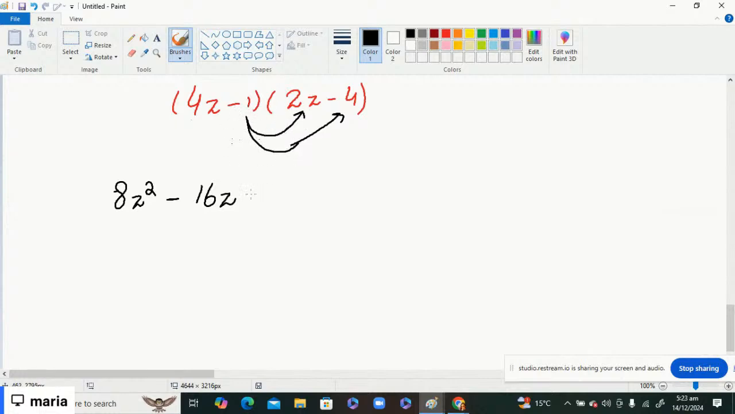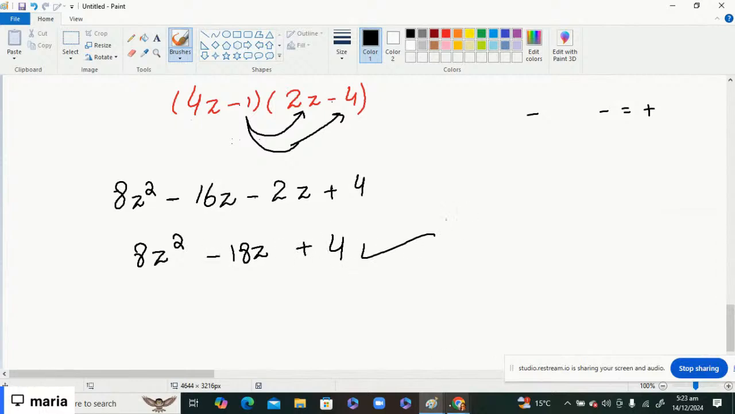Now multiply with this 1, both of them. There is a minus sign here. So minus 1 times 2z is 2z. Minus minus becomes plus. 4 times 1 is 4. Now 8z square as it is. This is minus and minus. If there are two minus signs, that becomes plus. So 16 plus 2 is 18z. But which sign do you put with it? The sign of the greater number. So the greater number has the negative sign. So you are going to put it here negative, and plus 4 as it is. This is your answer.